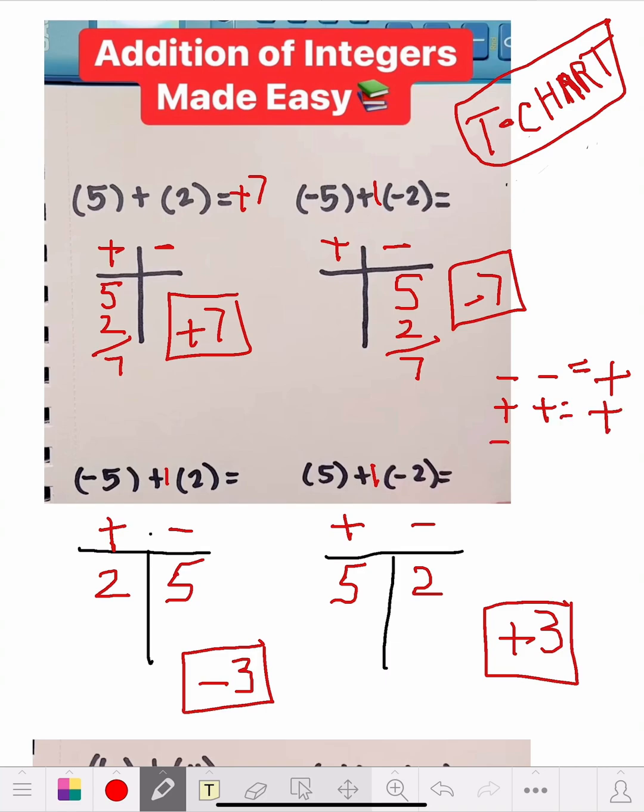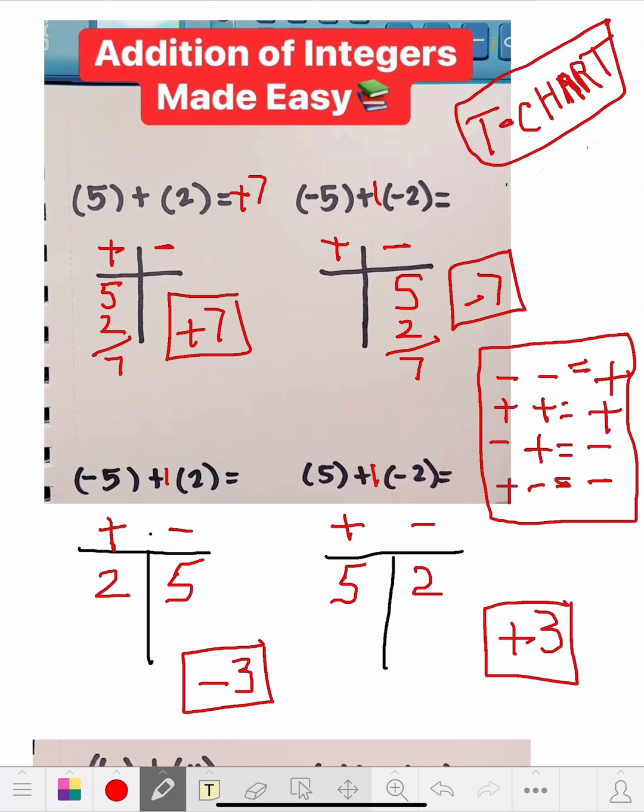But a negative times a positive equals a negative, okay? Or a positive times a negative equals a negative, okay? When the two are opposite signs, they equal a negative. But everything else is going to equal a positive, okay? So that's just a little cheat sheet.